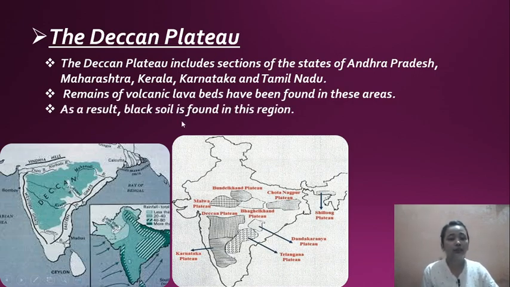As a result, black soil is found in this region. Because of the volcano, when it erupted, the lava flow burned all the trees and mud, and the soil turned black. So it is called black soil, and we mostly find it there because of the volcanic eruptions.